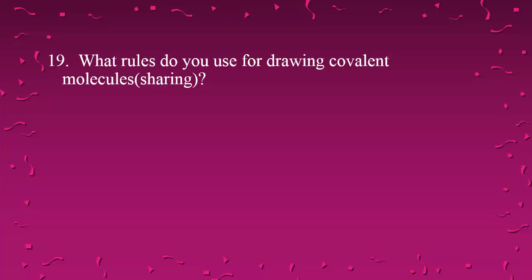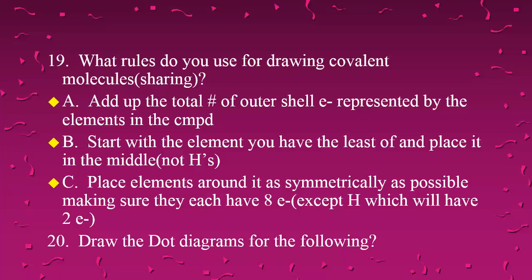That's metal, non-metal. What do we do if we have a covalent molecule? Okay, non-metal, non-metal. Here we go. Add up the total number of outer shell electrons represented by the elements in the compound. So find them on the periodic table, determine how many outer shell electrons you have. Record that number. That's how many electrons you will have to deal with.